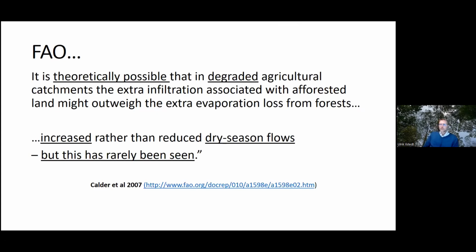They also said that in theory, it's still possible that when you have more trees on degraded agricultural land, you can get increased dry season flows because of improved infiltration of rainwater into the soils and groundwater. But what they are saying then is that we have rarely been seeing this. There is no evidence that this could happen.